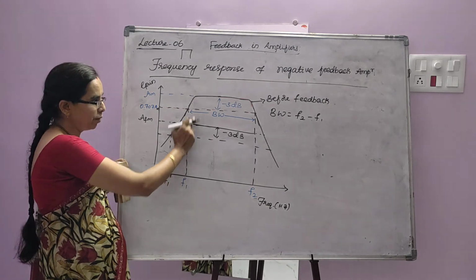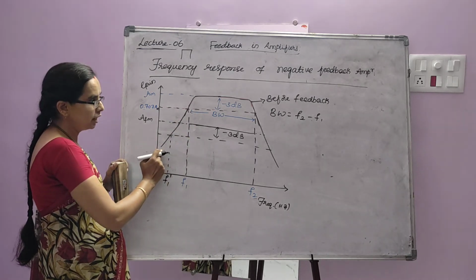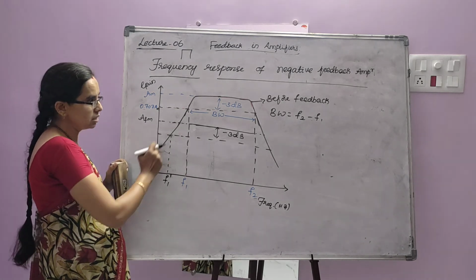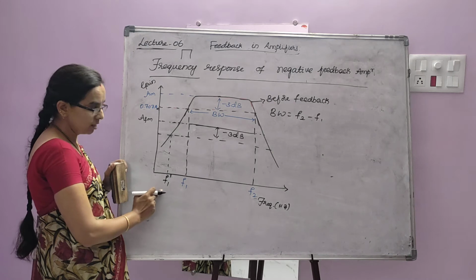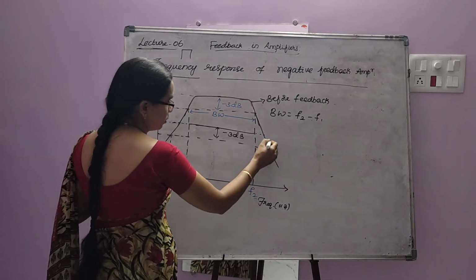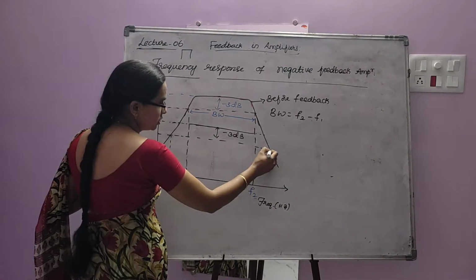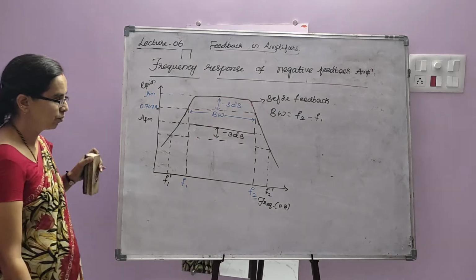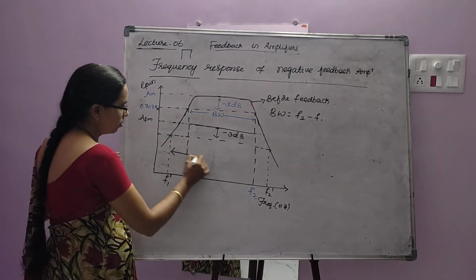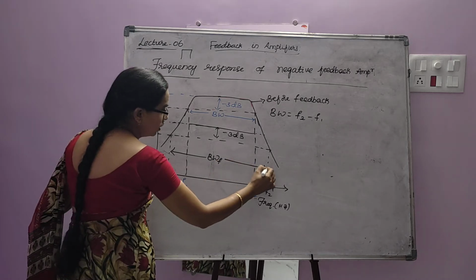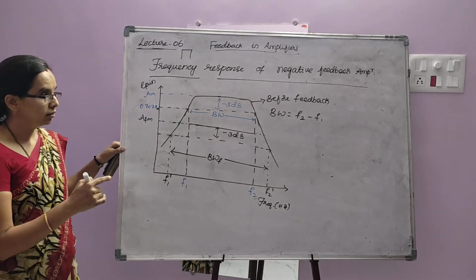applying the negative feedback, the lower cutoff frequency decreases with the decreasing gain, so it will be here in this point, but the upper cutoff frequency increases and reaches this point that I call f2 dash. So bandwidth of the feedback, BWF, bandwidth of the feedback.